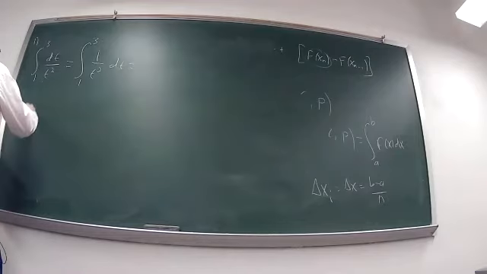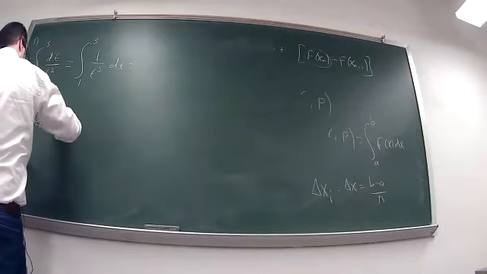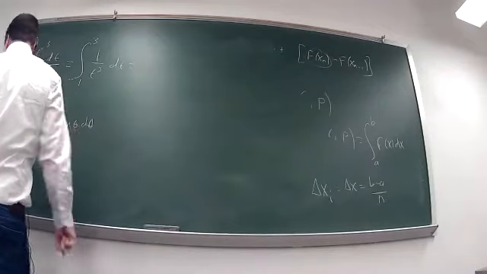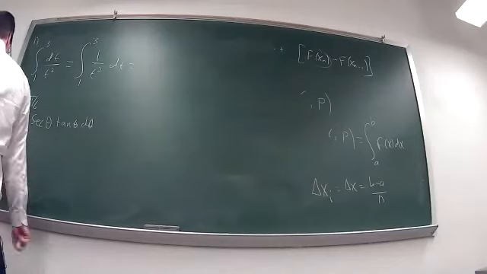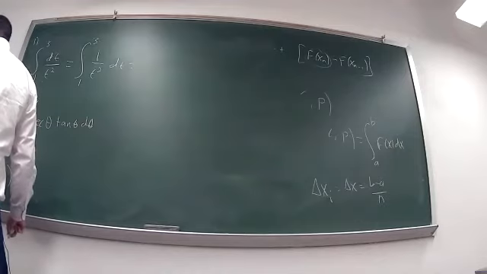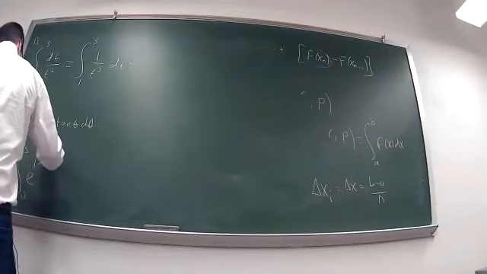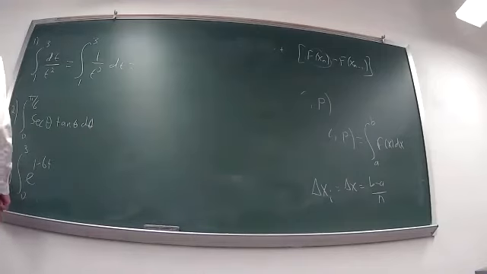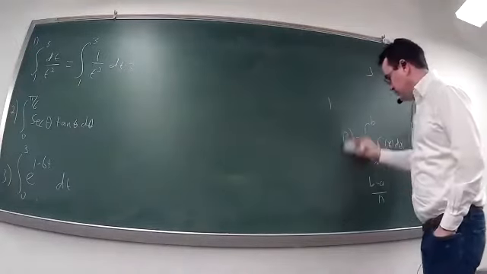Let's pick another one. Let's do the integral from 0 to pi over 6 of secant theta tangent theta d theta. Let's look at the integral from 0 to 3 of e to the 1 minus 6t dt. So I'll do the first one, and then I'll let all of you think about the second one and the third one before going over it.